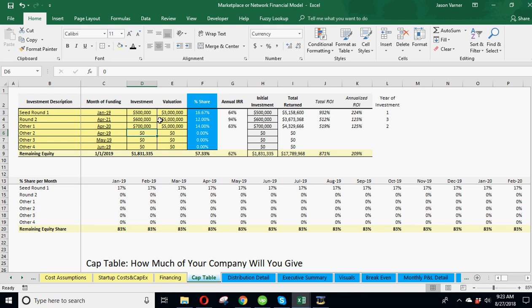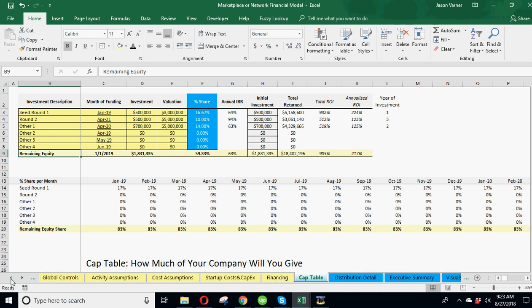So if you've got someone coming in at 500,000 at a valuation of 3 million, that's going to buy them 16%. Then let's say somebody else comes in with 500,000 in April, and now you're going to value the company at 5 million. Well, the same amount is now only going to get them 10% ownership rather than 16. And the dilution comes from whatever's left for the equity.